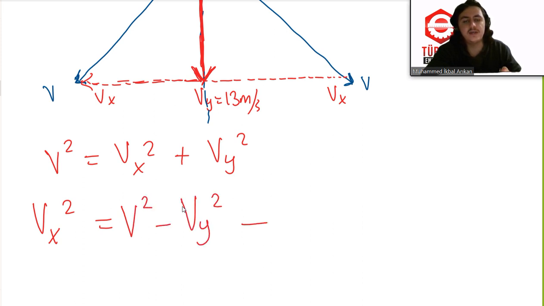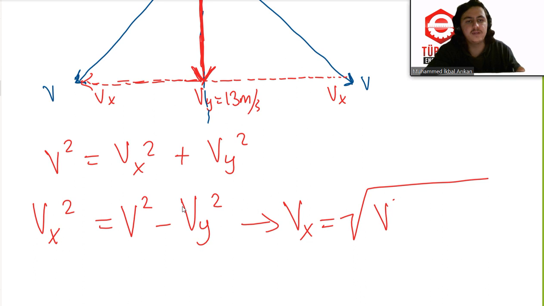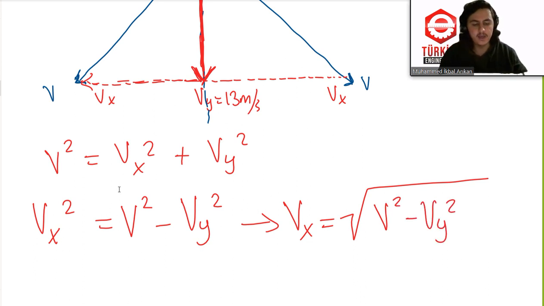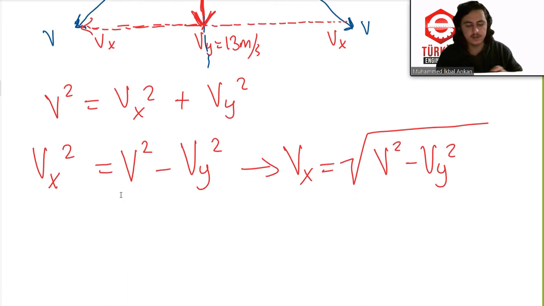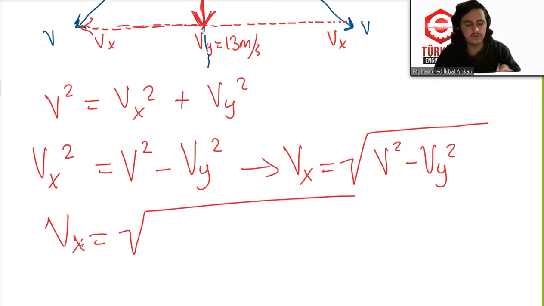So what about Vx? I will take the square root of both sides. So Vx will be equal to the square root of V squared minus Vy squared. Okay, so I know Vx will be equal to the square root of 25, which is V, minus 13 squared.